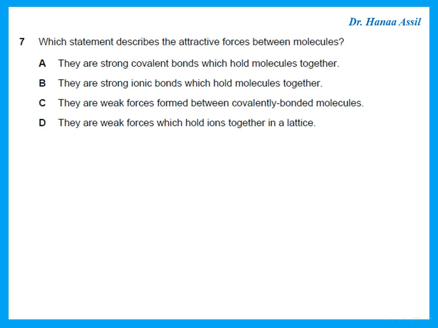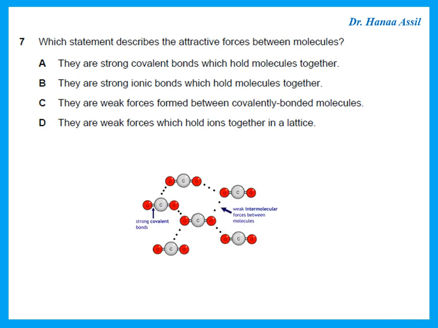Now, you need to remember when we're talking about molecules, he's probably talking about simple molecular structures. Simple molecular structures have strong covalent bonds within them. So, for example, carbon dioxide has strong covalent bonds inside. But if we're talking about the attractive forces between the molecules, they will have weak attraction forces between the molecules.